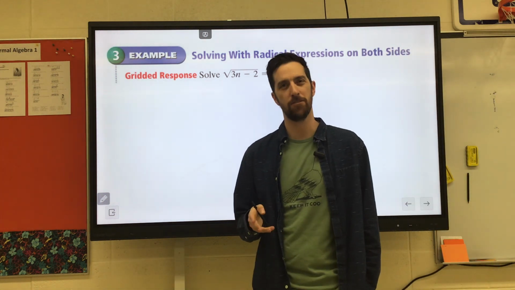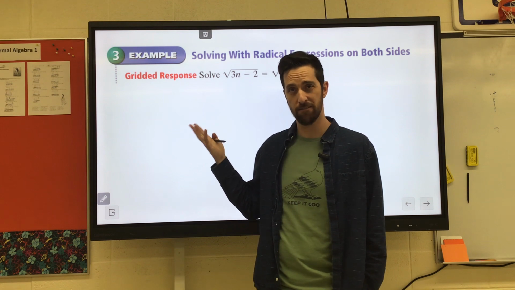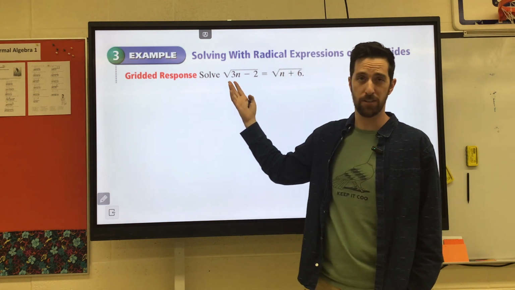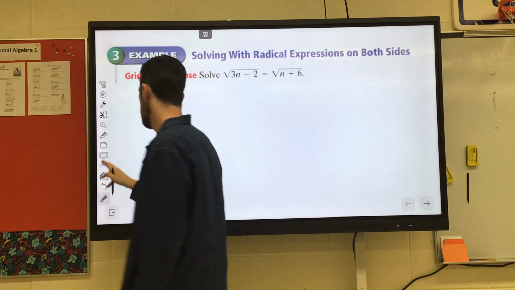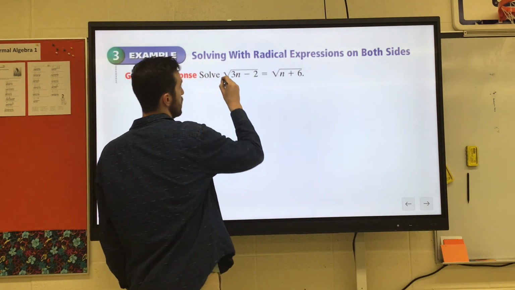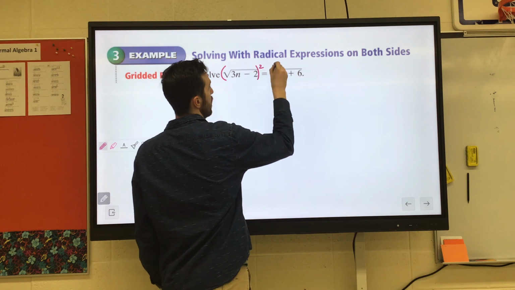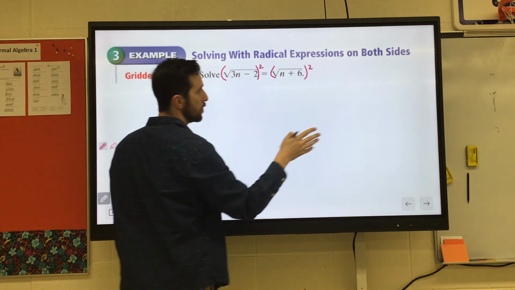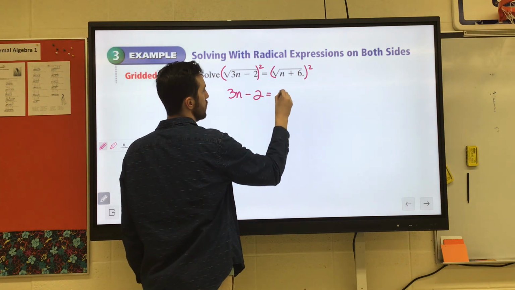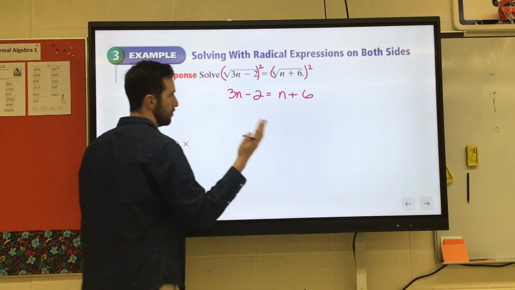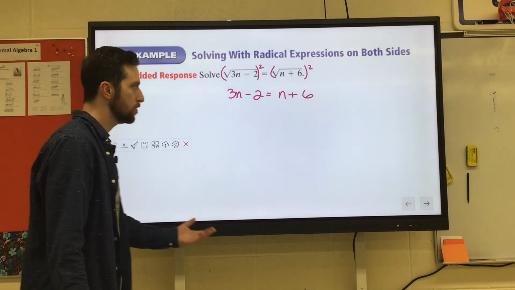Step 1 is isolate the radical. We did. That's the only thing on the left side of the equal sign here. Then we'll cancel out the radical by squaring both sides. When we square both sides here, both radicals will completely go away. So it'll just become 3n minus 2 equals n plus 6. There we go. Now it's an old equation.